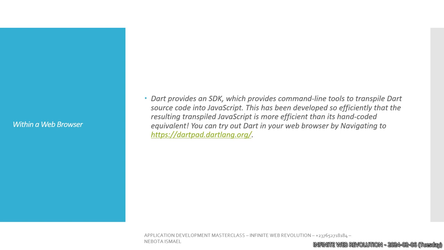Now, within a web browser, this is how it runs. It provides an SDK, which provides command line tools to transpile the source code into JavaScript. Yes, it has an inbuilt SDK, a software development kit, which has the ability to convert the source code into JavaScript. This has been developed so efficiently that the resulting transpiled JavaScript is more efficient than its hand-coded equivalent. Okay, now very interesting.